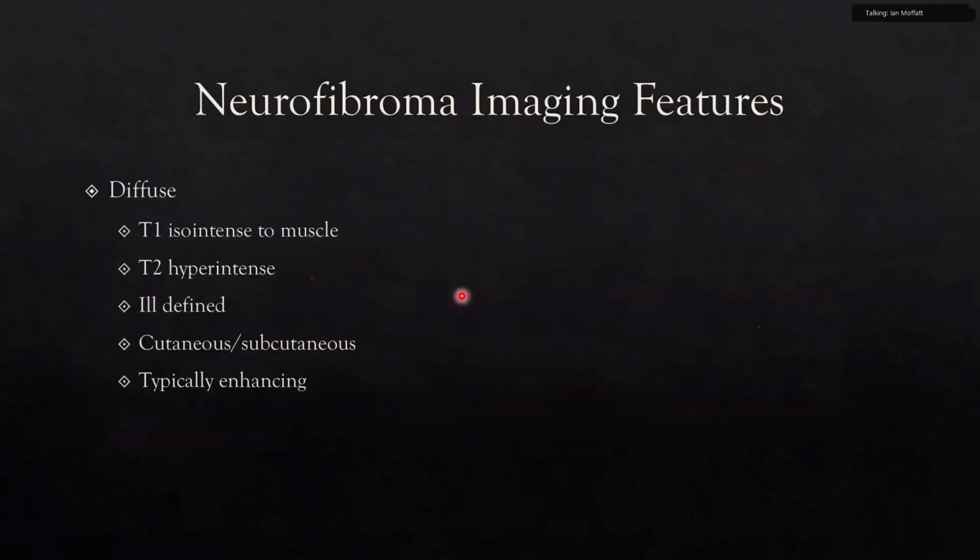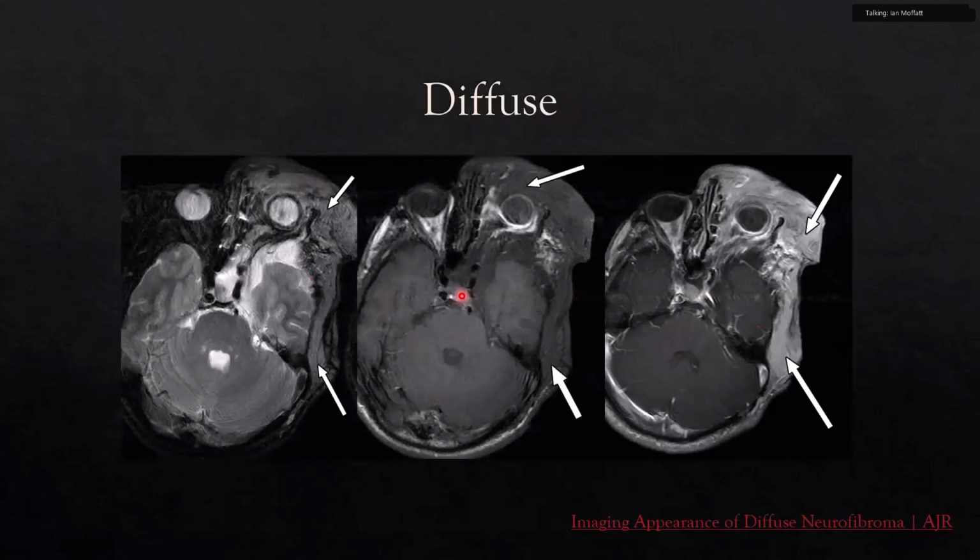The diffuse neurofibromas look quite a bit different. They're often T1 isointense and T2 hyperintense, ill-defined, often involve the cutaneous and subcutaneous tissues and adjacent muscles, and typically demonstrate avid enhancement. So these are very, very different from your localized neurofibromas. They are transspatial, very irregular and ill-defined, often with homogeneous enhancement within.